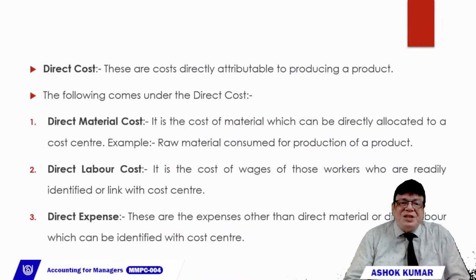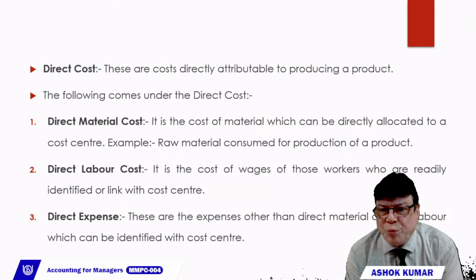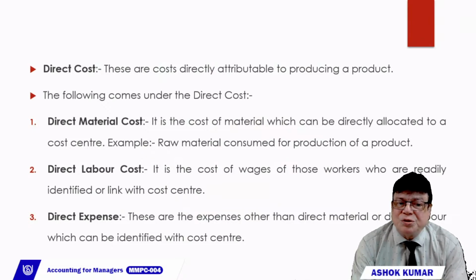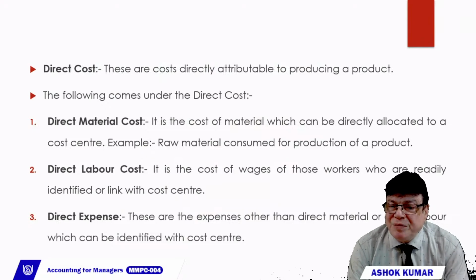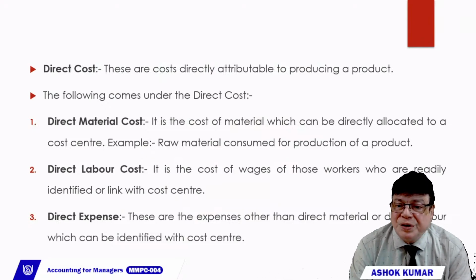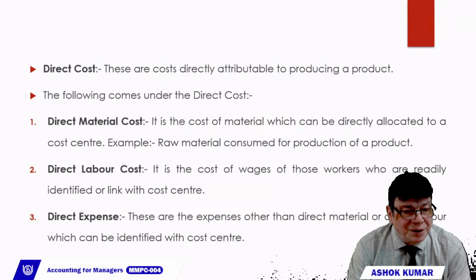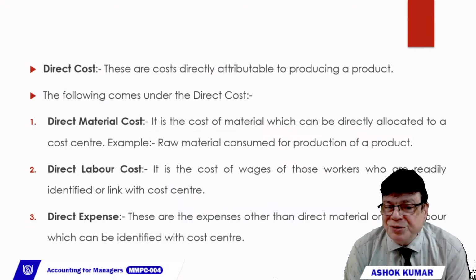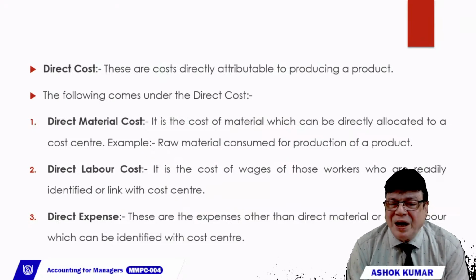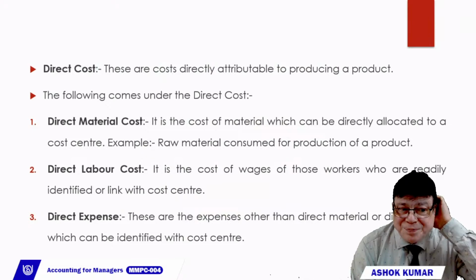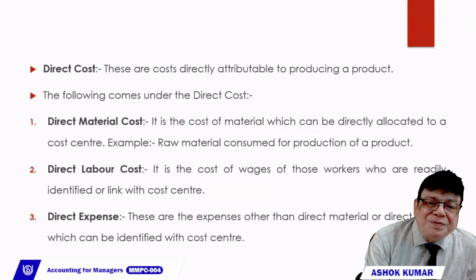Now, direct costs. These are costs directly attributable to producing a product. The following come under direct cost: direct material cost. It is the cost of material which can be directly allocated to a cost center. Example, raw material consumed for production of a product. Suppose you have a plastic factory, and you are making plastic buckets, mugs, all these plastic items. So the raw material which you buy, we will consider the cost of that.